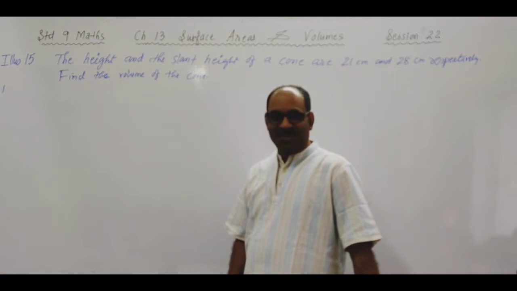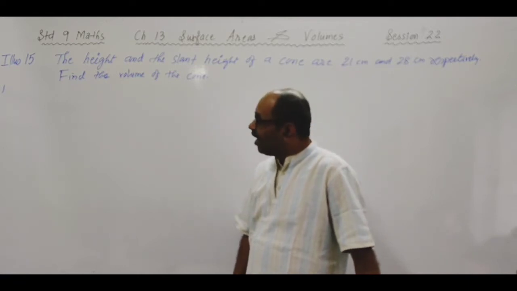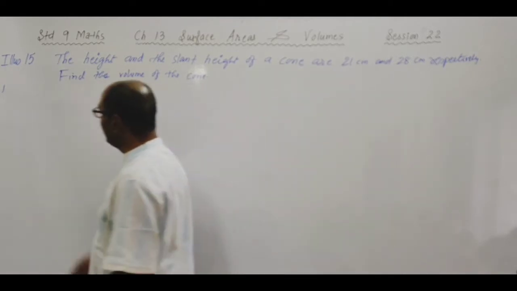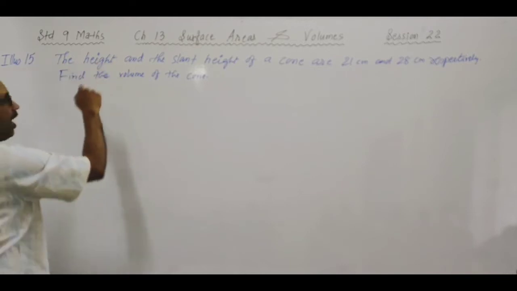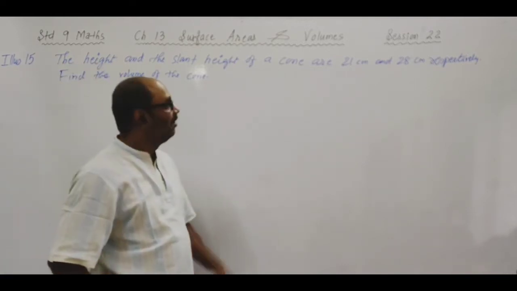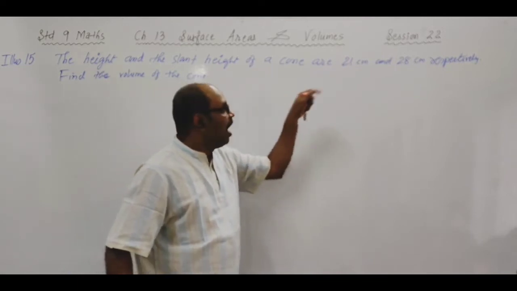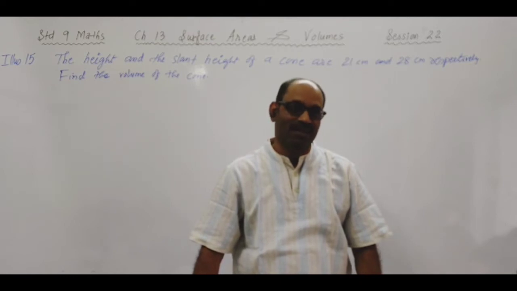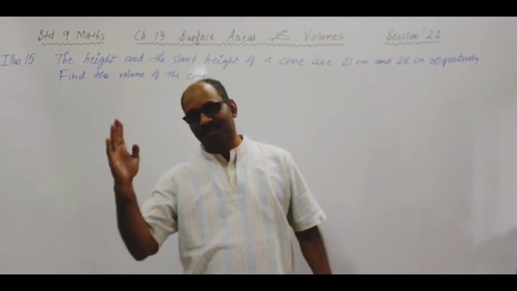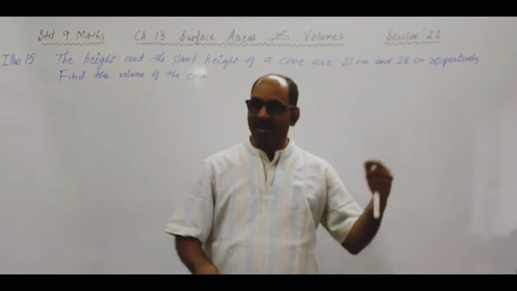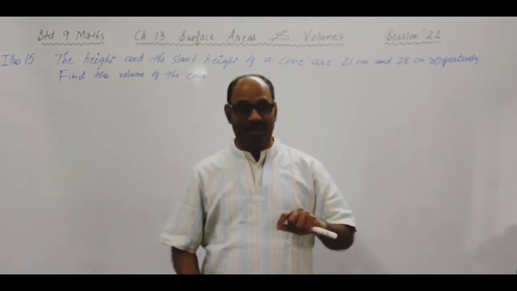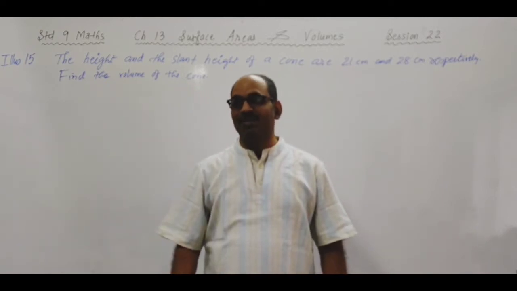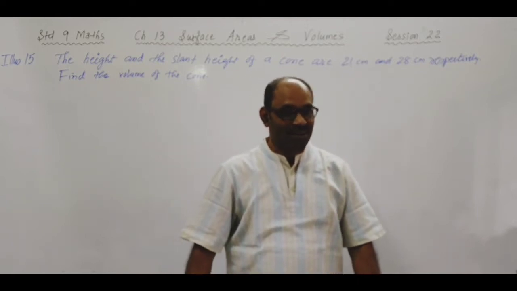Are you ready for the next one? Yes. All right. It's illustration number 15. Let's see the statement. The height and slant height of a cone are 21 centimeter and 28 centimeter respectively. Very interesting. What I discussed was that slant height is given and vertical height may not be given, or vertical height is given and slant height may not be given. But here the very first statement of illustration 15 informs us of slant height and height of a cone.